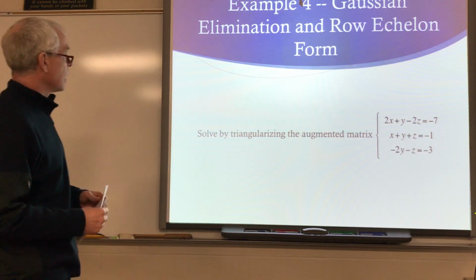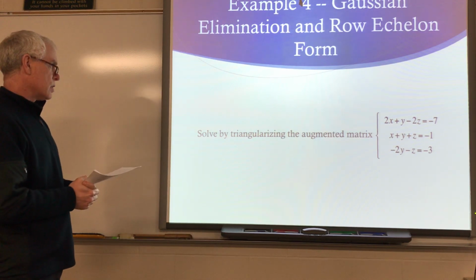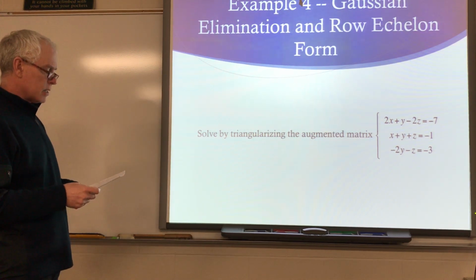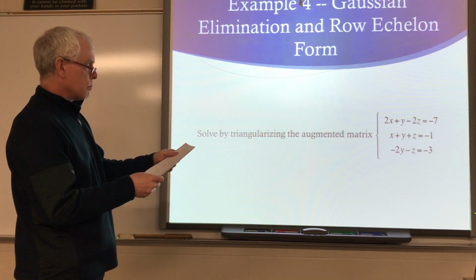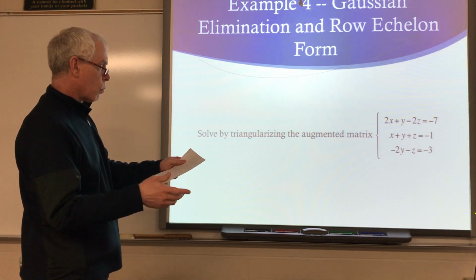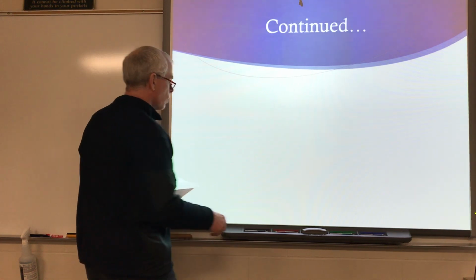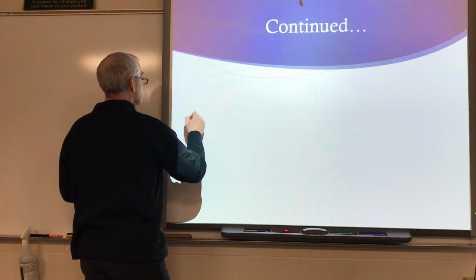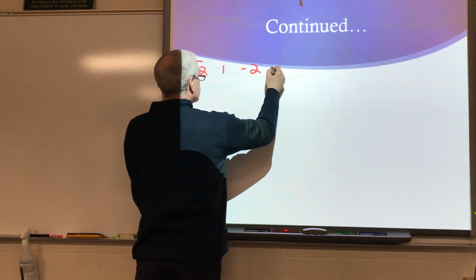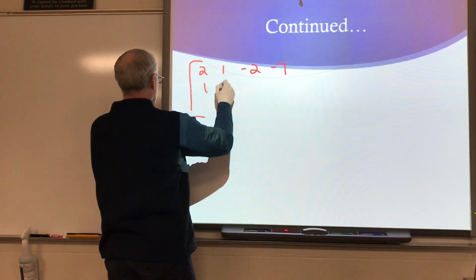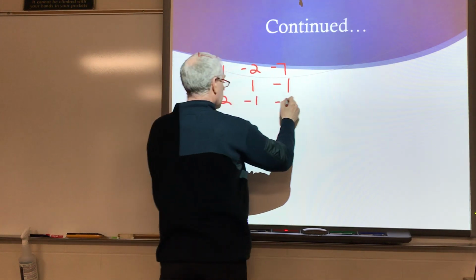And so we'll take a look at an example like this. They want us to use Gaussian elimination, which is those elementary row operations, to get it in triangular form and then to solve it. Okay? So we're going to take that system and make it into an augmented matrix first. And then I'm going to work from there to get it in triangular form and get my solution. So on the next slide here, we're going to start with the augmented matrix. So I've got 2, 1, -2, -7, 1, 1, 1, -1, 0, 2, -1, -3.